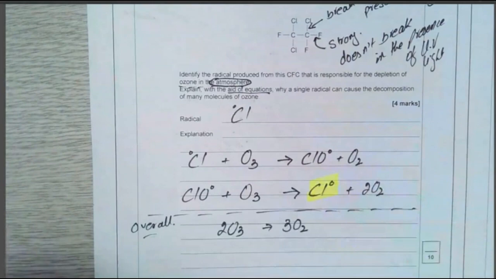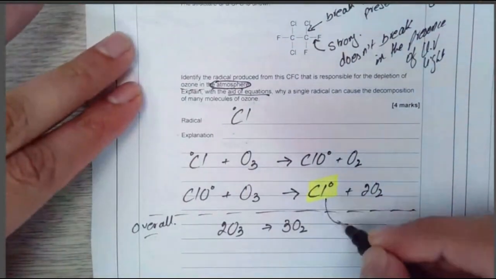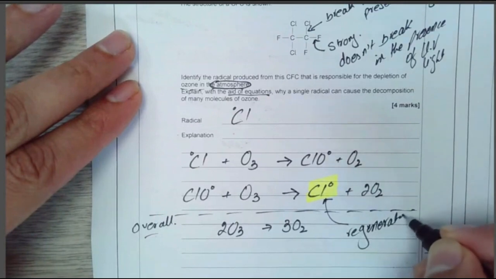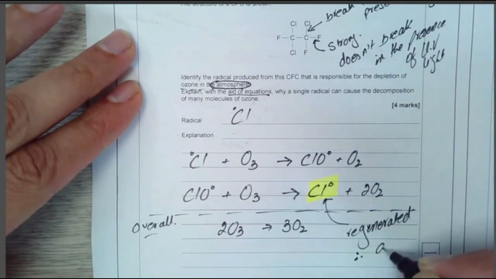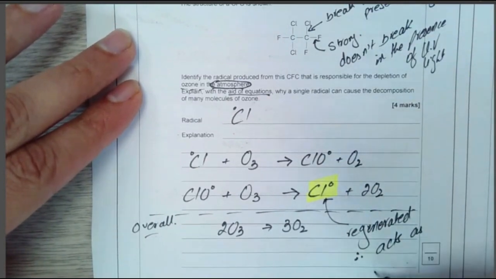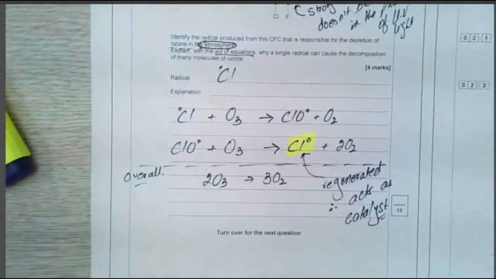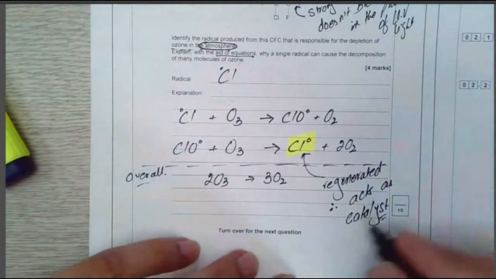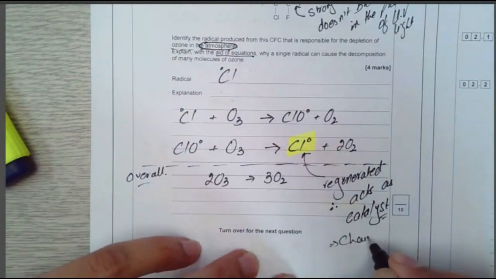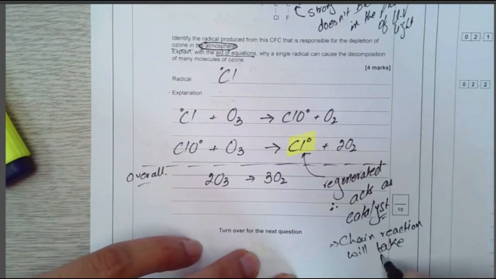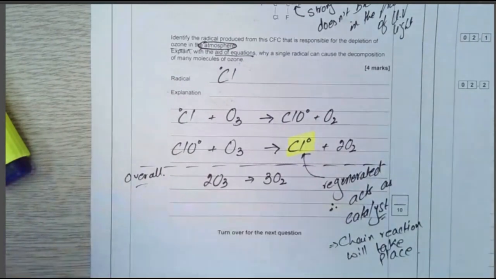And we can make a note here. This has now been regenerated. Therefore, it acts as a catalyst. That can give us full marks, right? And then say a chain reaction will take place.